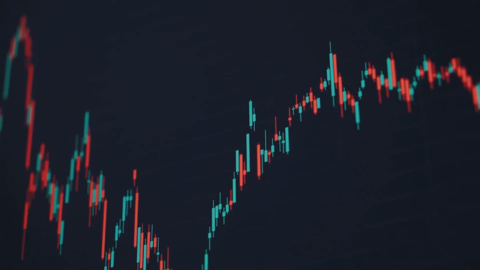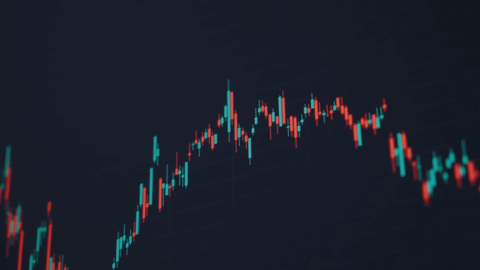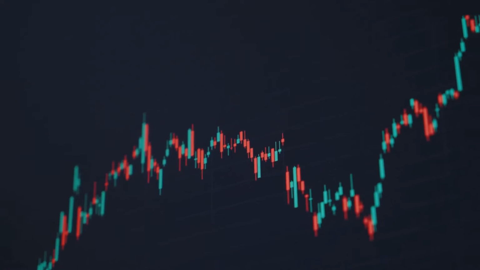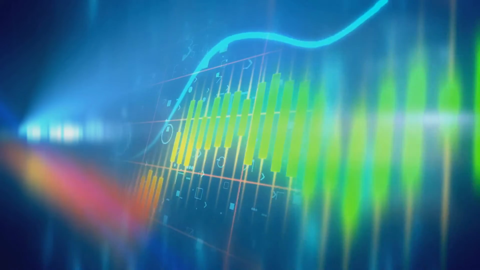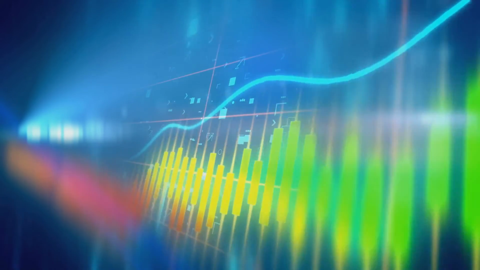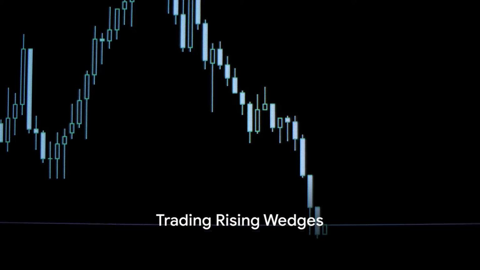Just to recap, a rising wedge signals that a downtrend is looming. Whether it's a reversal from an uptrend or a continuation of a downtrend, the key takeaway is that a rising wedge is a bearish chart pattern. So, keep your eyes on the chart and your mind on the wedge. Ready to learn how to trade rising wedges?